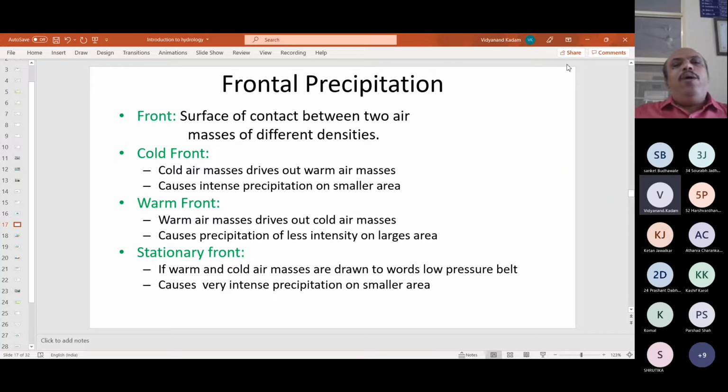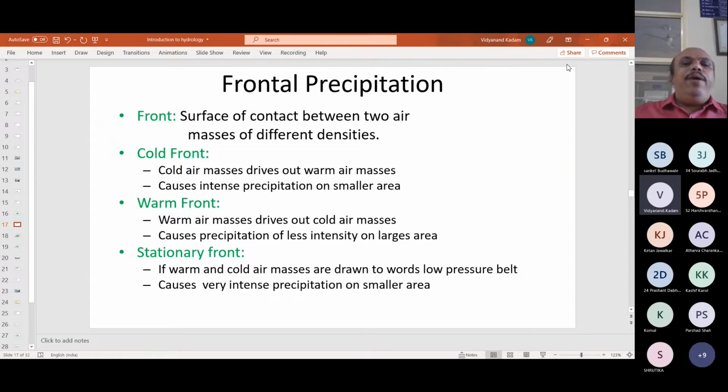Whereas when warm air masses drive out cold air masses, then it is known as a warm front. And when there is a warm front, it results in precipitation of less intensity and comparatively on a larger area. In case of a cold front, intense precipitation takes place, the intensity of precipitation is more and the area covered is small. Okay, more intensity and on less area.